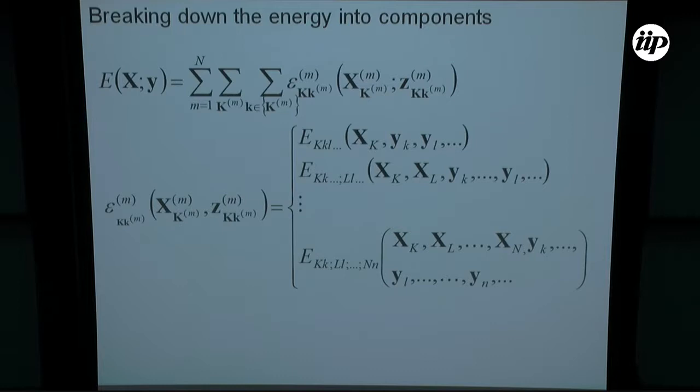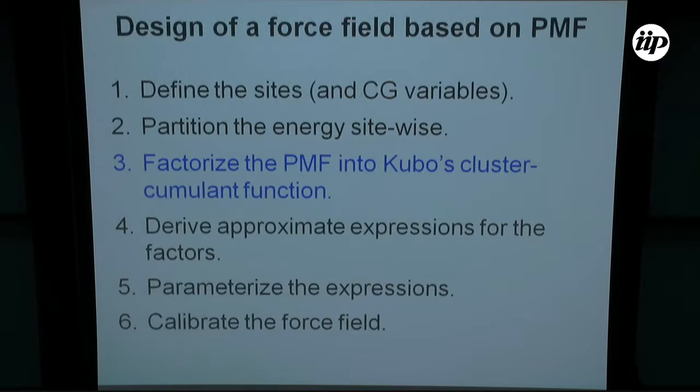So we have a little z which encompasses all the degrees of freedom that we want to average over, and the axes, which encompass all the coarse-grained degrees of freedom of the cluster of coarse-grained sites involved. Okay, so now we have partitioned the energy. We have defined our coarse-grained model. We have partitioned the energy.